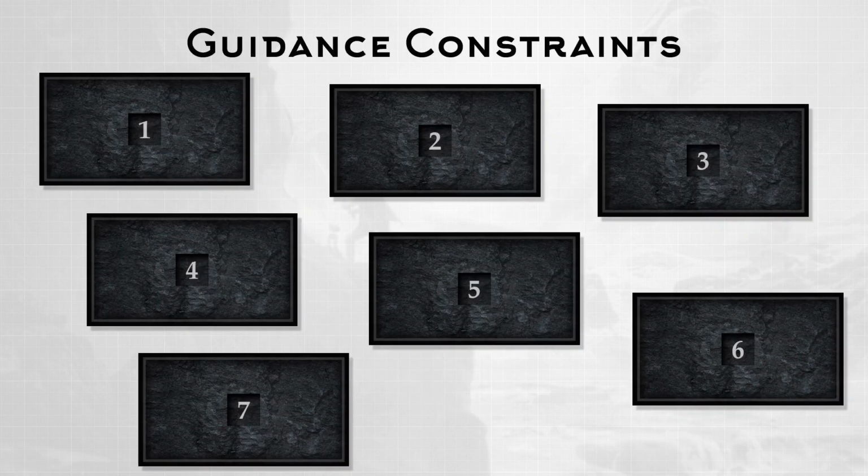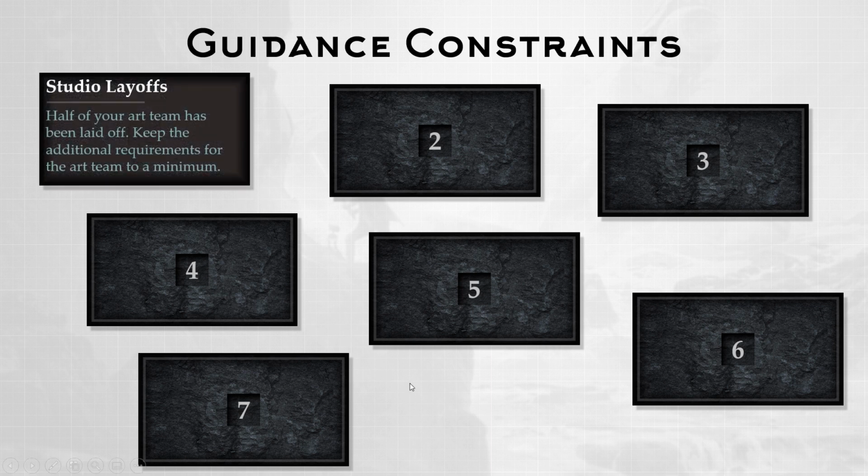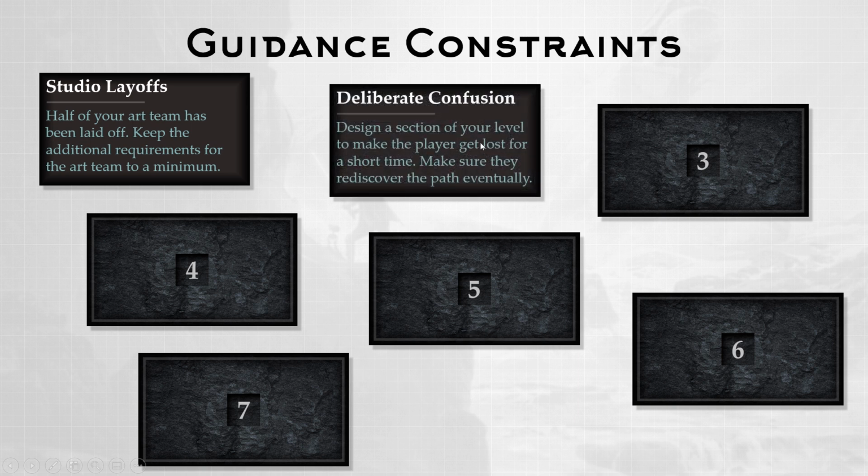Now for the guidance constraints. Also here, pick a number between 1 and 7. And then let's take a look at them. So 1 is studio layoffs. Half of your art team has been laid off. Keep the additional requirements for the art team to a minimum. So this is all about reducing the amount of work that your approach to guidance creates for the other disciplines on your project.